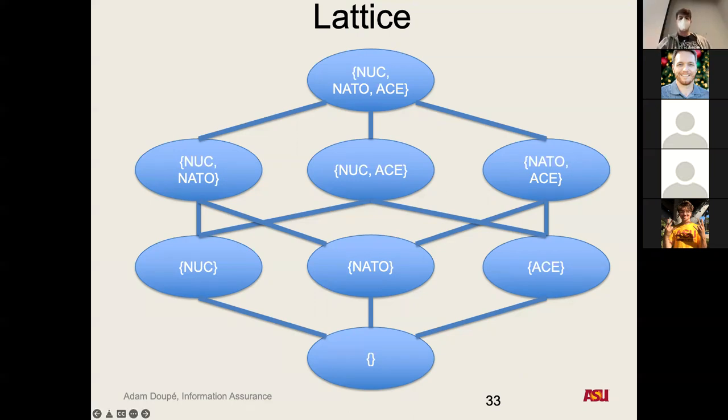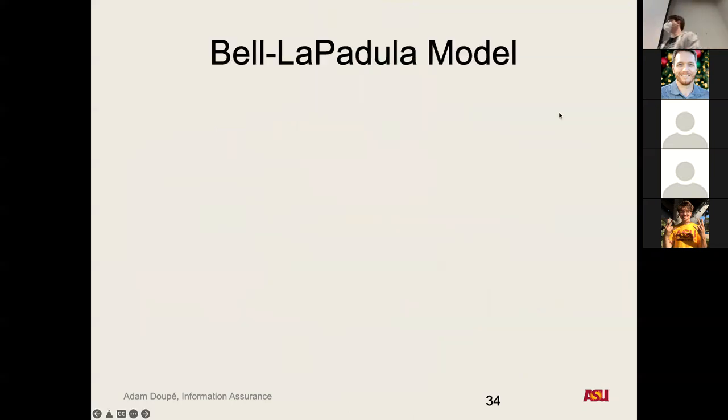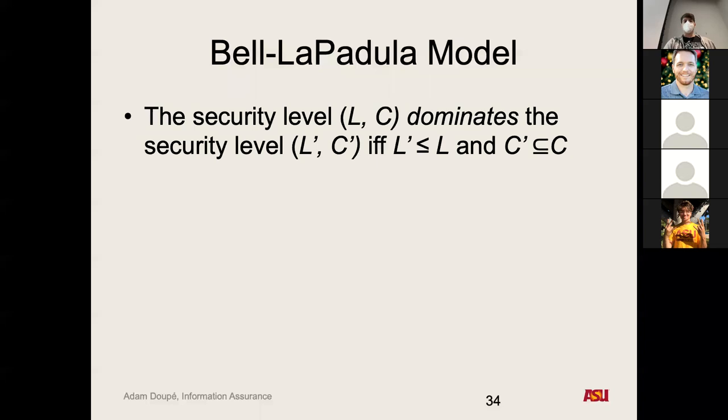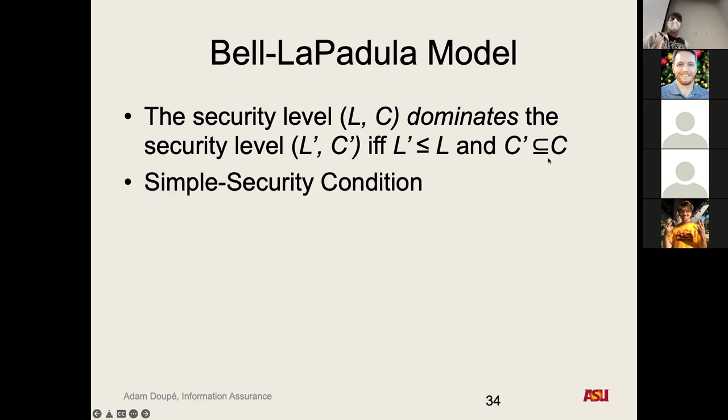Cool. So then we can just extend our rules. This is one of the most famous access control models, Bell-LaPadula. They came up with this formalization and proved things about it. What we use is this notion of dominates. We have a security level, and if L prime is less than or equal to L and C prime is a subset or equal to C, we're just merging these models together.